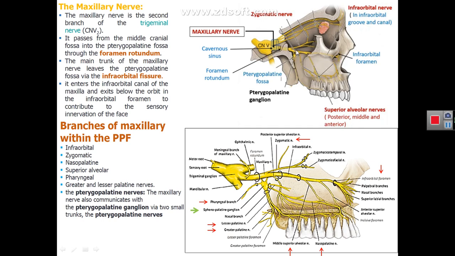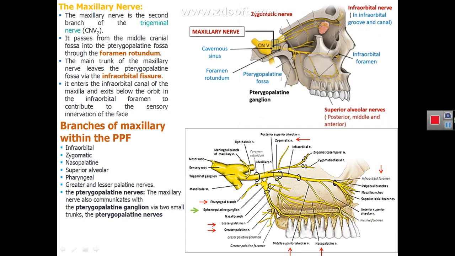This maxillary nerve, as we said, is closely related and connected to the pterygopalatine ganglia, which is here described as sphenopalatine ganglia. This is the other name of the pterygopalatine ganglia. Branches of the maxillary nerve are pharyngeal branches to the pharynx, lesser palatine and the greater palatine branches that pass through the foramen in the hard palate to the roof of the mouth.